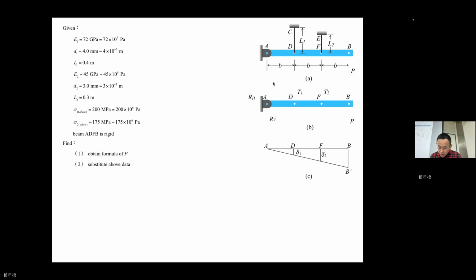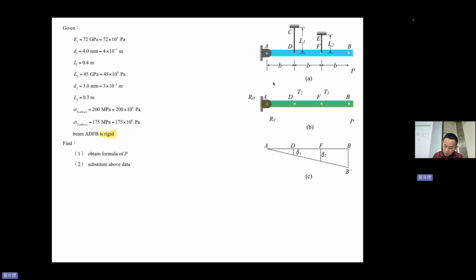Okay, next one. E and E1, E2. What is E1, E2? E1, D1, L1, E2, D2, L2. So the material with the deformation is this line, not this one. This blue part is rigid. So the material which deforms is the black line. Careful.